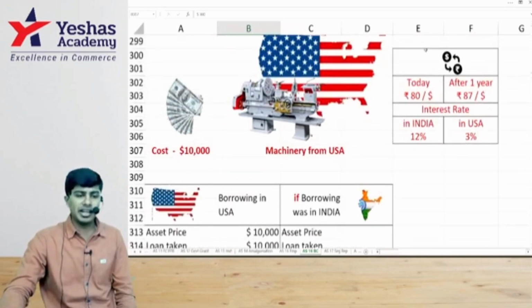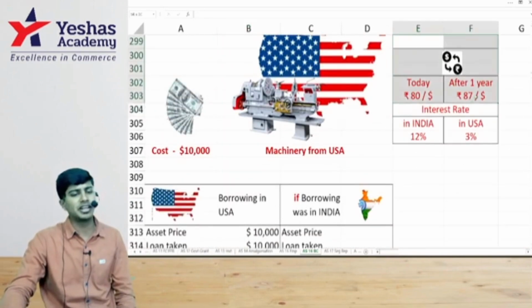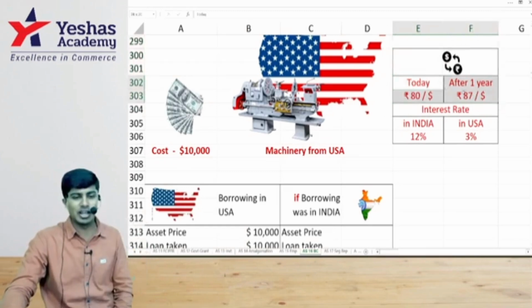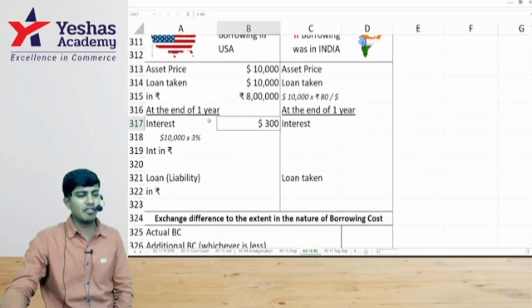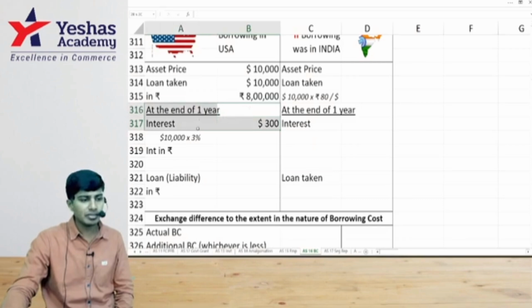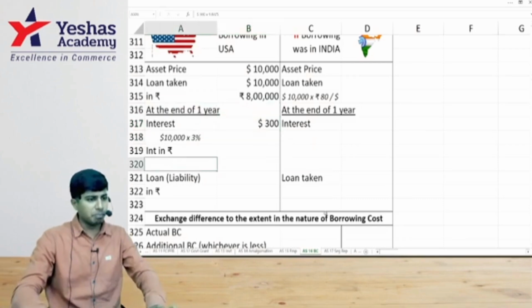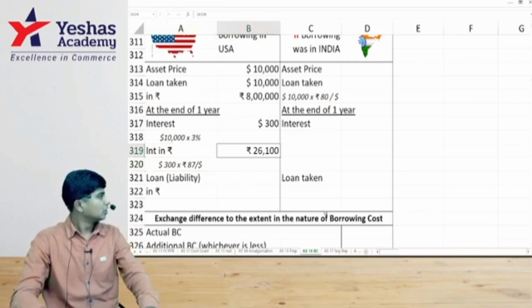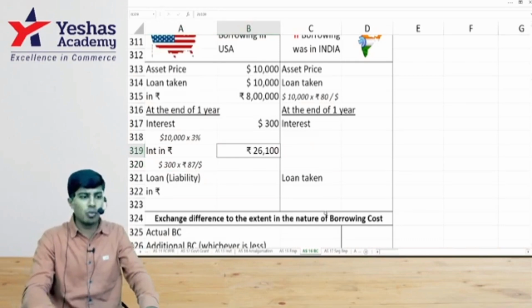Why? Will you pay interest on the date you take the loan or at the end? At the end. At the end, the exchange rate is not 80. At the end, the exchange rate is 87. So this $300 of interest is paid at the end of year 1. When do you pay? At the end of year 1, so please do $300 into rupees 87 per dollar. Rupees 26,100 is the interest that you would have to pay.